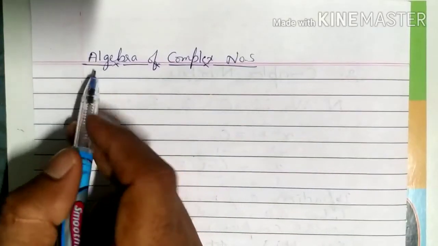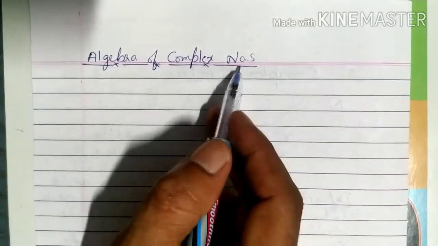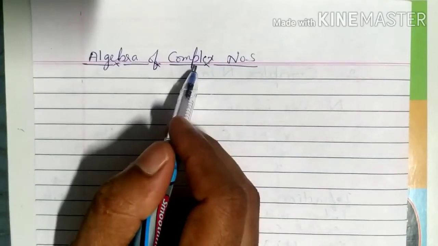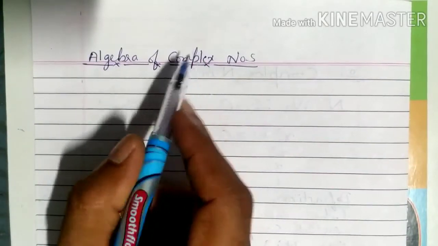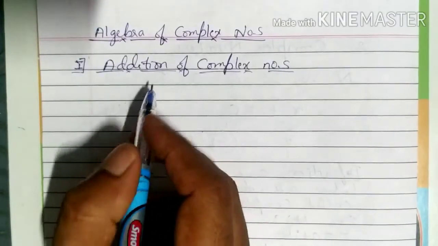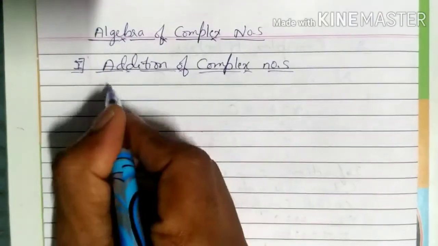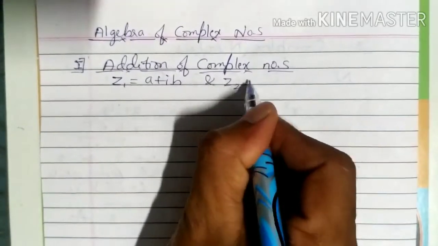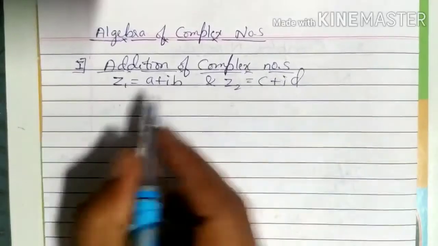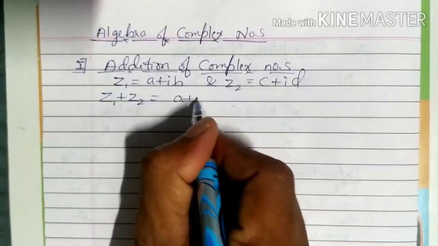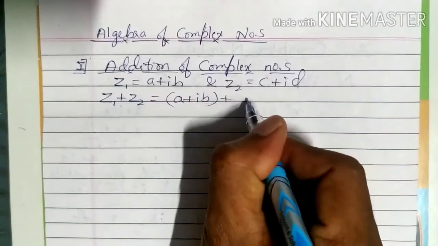Next we shall discuss algebra of complex numbers. Algebra of complex numbers means how to add two complex numbers, how to multiply two complex numbers. First we shall see addition of complex numbers. So how to add two complex numbers. Suppose I consider z1 is equal to a plus ib and z2 is equal to c plus id, then z1 plus z2 is equal to a plus ib plus c plus id. Adding these two complex numbers.